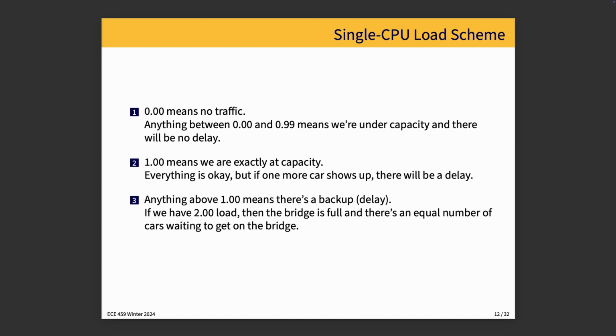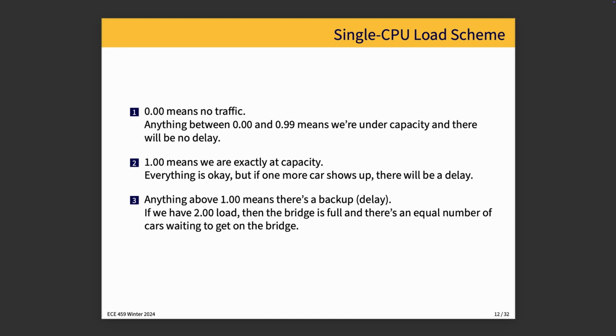This breaks down into three things. 0.00 means there's no traffic, so no demand for the CPU at all. Anything between 0.00 and 0.99 means we're under capacity and there will be no delay. There's no waiting for the CPU that needs to happen.